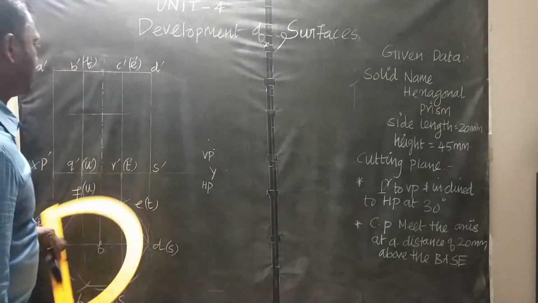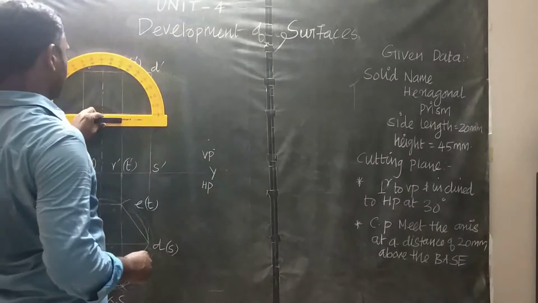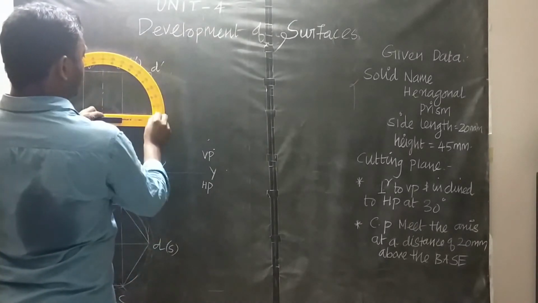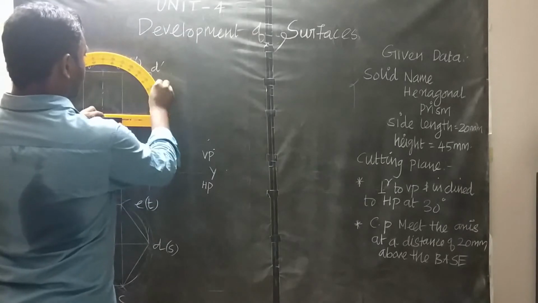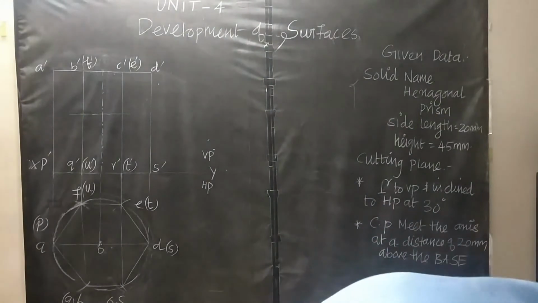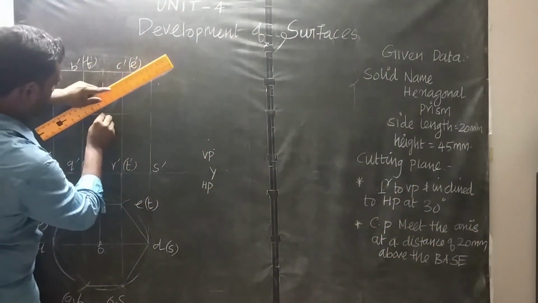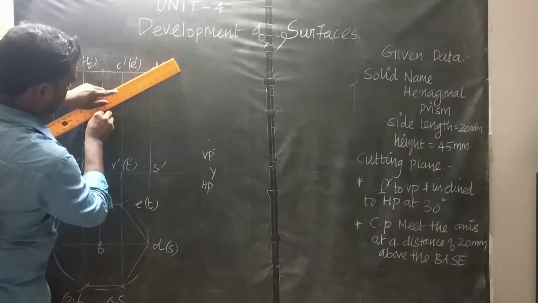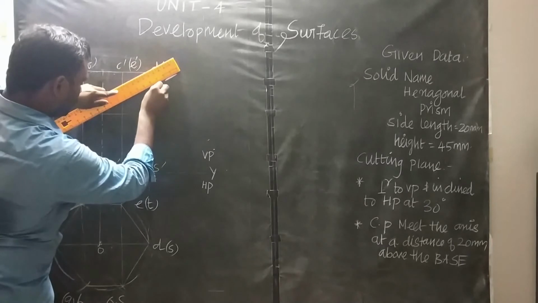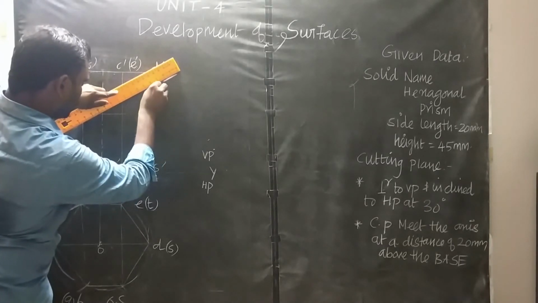So after drawing this horizontal line, take a protractor, locate at this point, then take 30 degrees. 0, 10, 20, 30. Pick one point here. Then after that, draw the cutting plane. The cutting plane passes through this point. Draw the cutting plane as per the procedure: dark end, small dot, dark end, small dot.